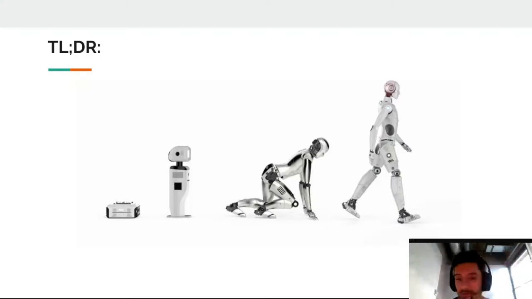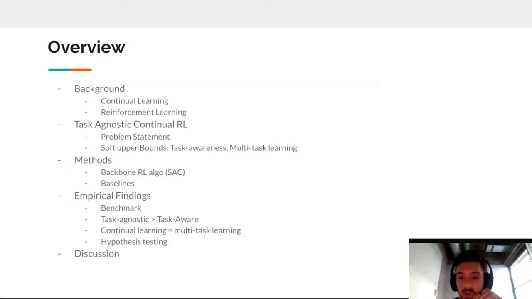Here's an overview of the presentation. You are probably continual learning experts at this point, but I will still do a quick background on the subject. Then I will quickly introduce reinforcement learning, and then we'll dive right into task agnostic continual RL. I'll explain the problem statement, give some examples and motivations, and then talk about some soft upper bounds that we study in task agnostic continual RL. These soft upper bounds are analogs of ones in continual supervised learning: the task awareness upper bound and the multitask learning upper bound. Maybe you've heard of them, maybe you have used them, but I will explain them during the presentation.